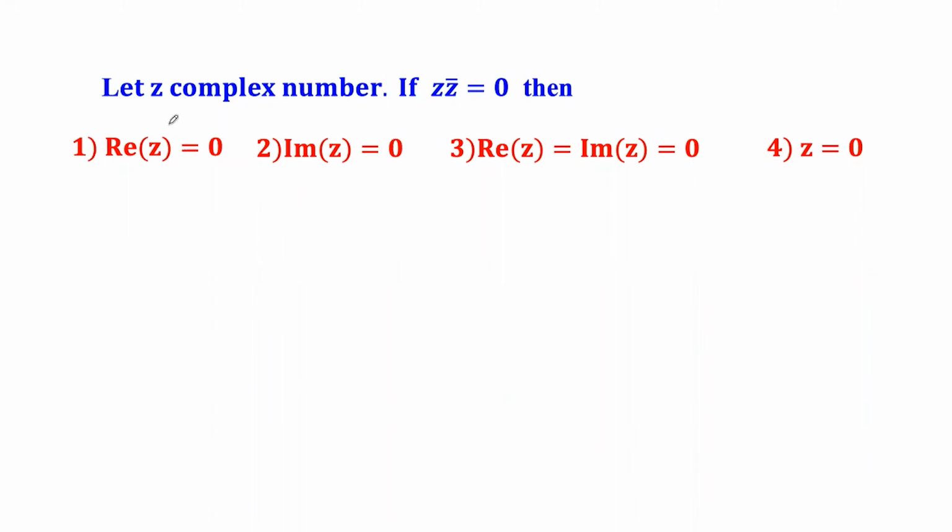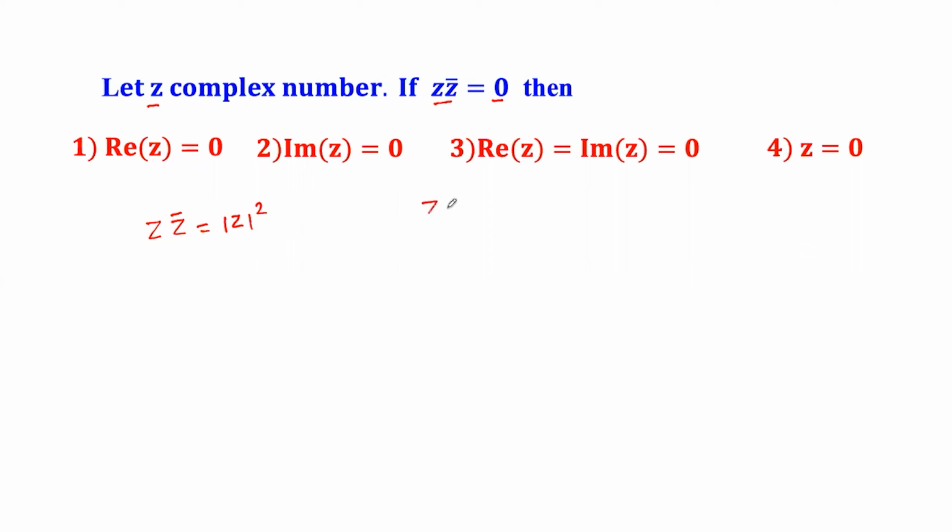We are starting the questions of complex numbers. The first question, the basic one: Z is a complex number. If Z Z bar is equal to 0, then which option will be correct? We know that the formula for Z Z bar is mod Z square.